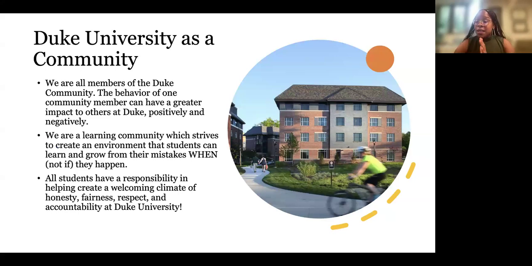And just to cap us off, Duke University is a community. We're here to support you all. Like I always tell folks, colleges are like small towns. There's a lot of us here and we're all here to support you. The staff here genuinely is always willing to chat.